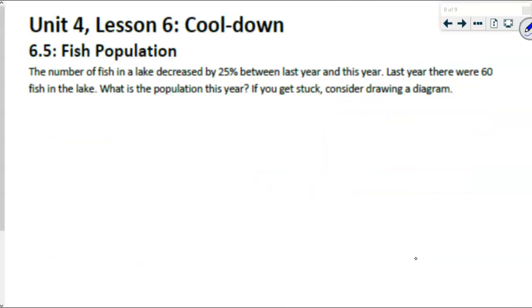The number of fish in a lake decreased by 25% between last year and this year. Last year there were 60 fish in the lake. What is the population this year? Draw a diagram. If you get stuck, complete this any way that you want, working with your groups. I'm going to pause the recording. We'll come back together in 30 to 60 seconds.